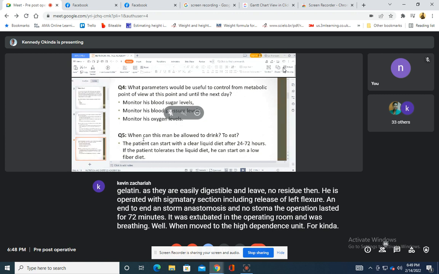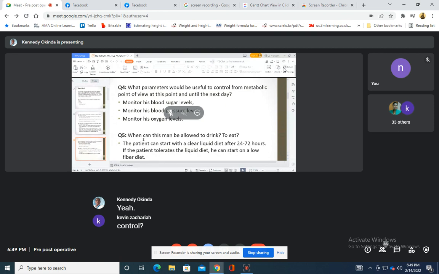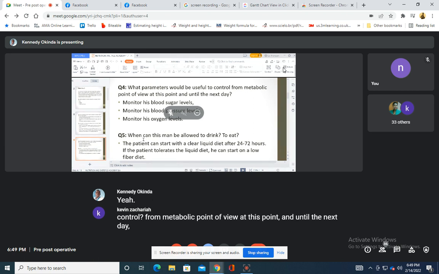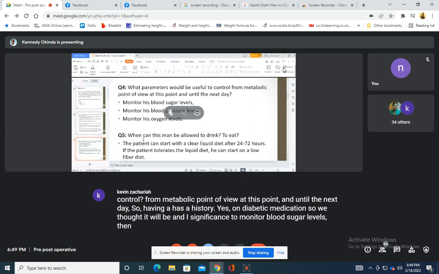What parameters will be useful to control from a metabolic point of view at this point and until the next day? So, he has a history of being on diabetic medication, so we thought it would be significant to monitor blood sugar levels, then blood pressure levels, and the oxygen levels.